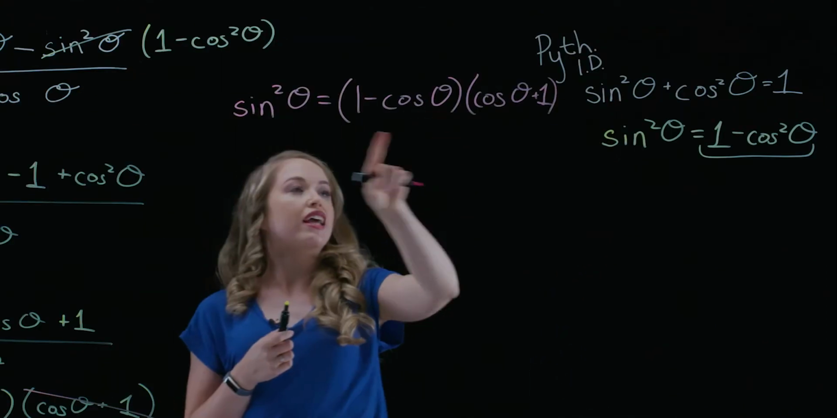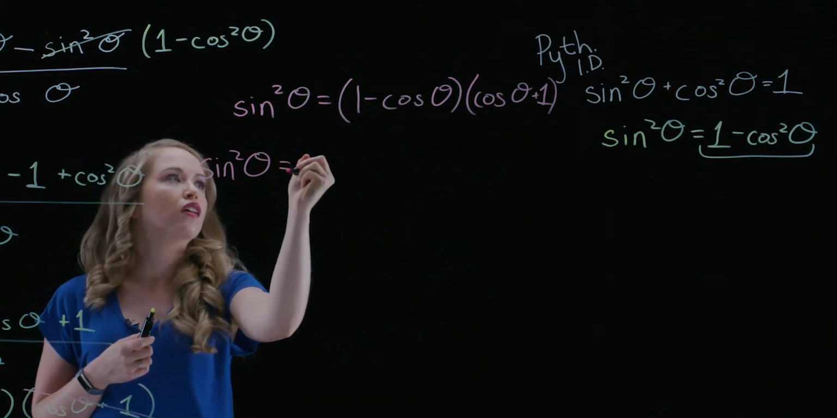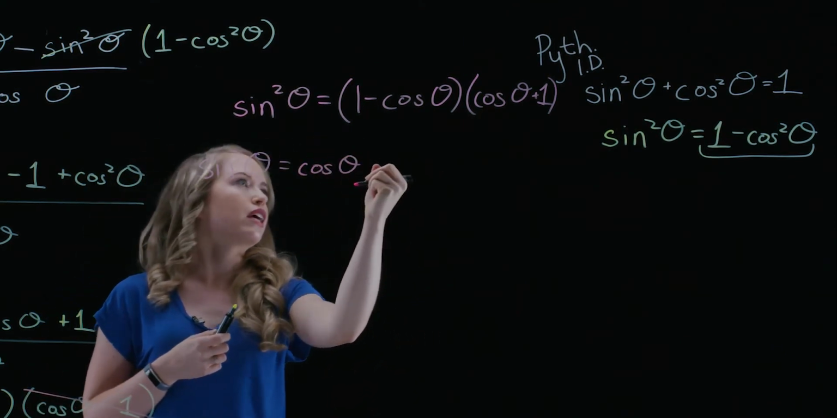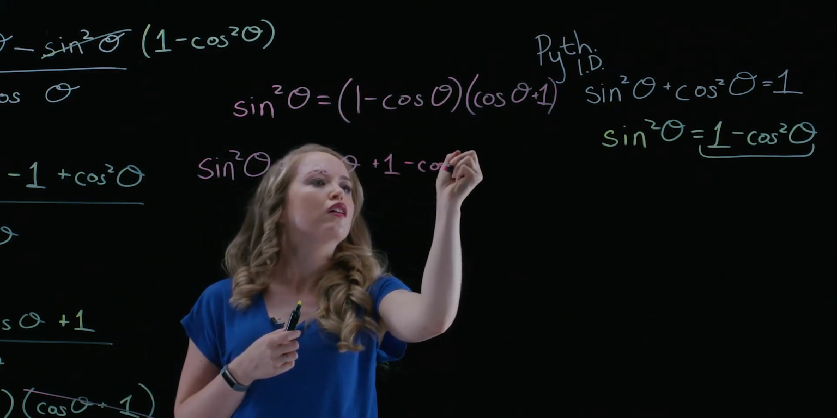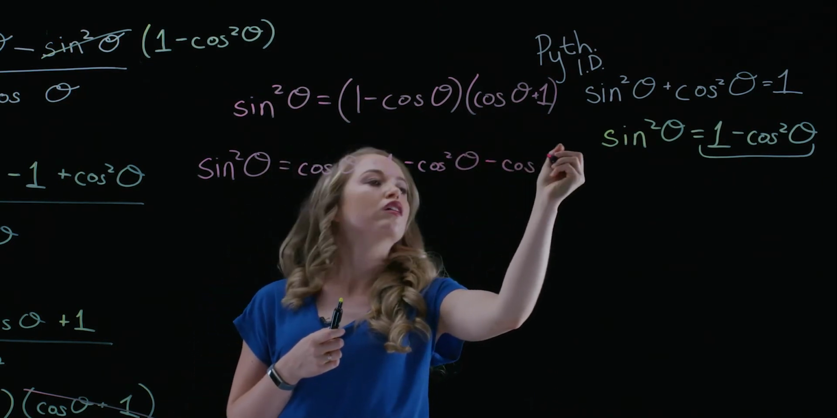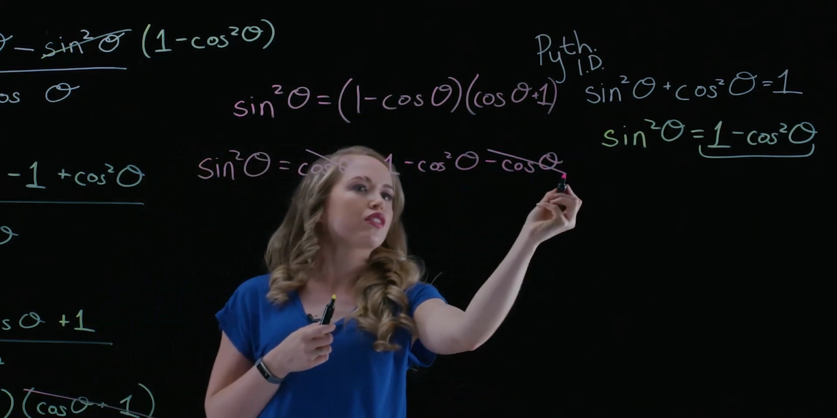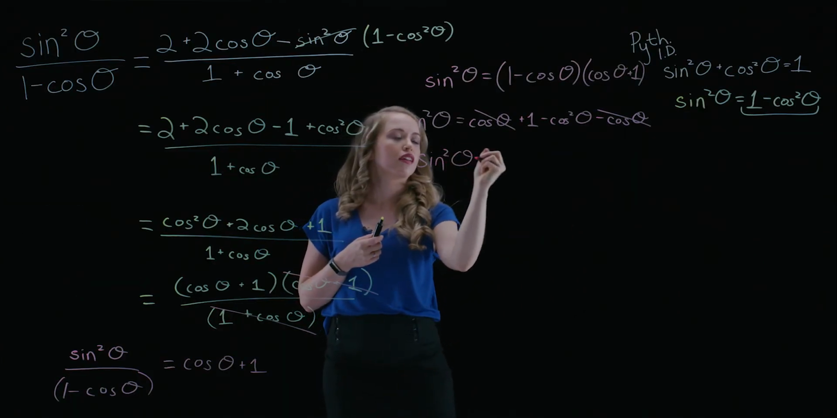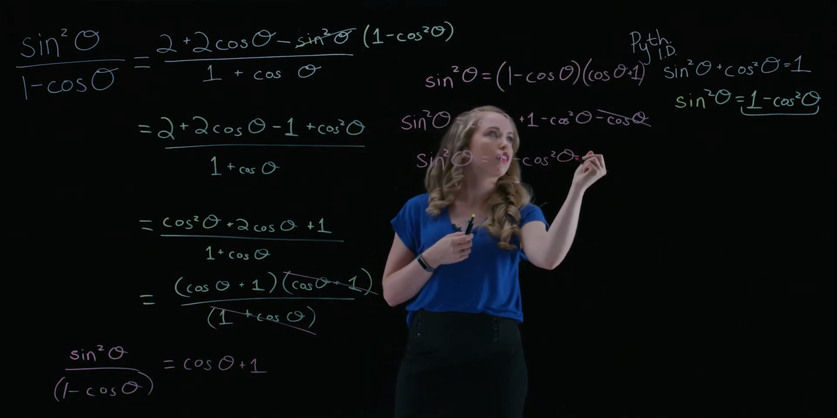Great. Now from here, I can again FOIL this. I do first, outside, inside, last. Let's see what I get. Perfect. I notice I have a positive cosine theta and a negative cosine theta. Those cancel out. And then I am left with sine squared theta equals 1 minus cosine squared theta.